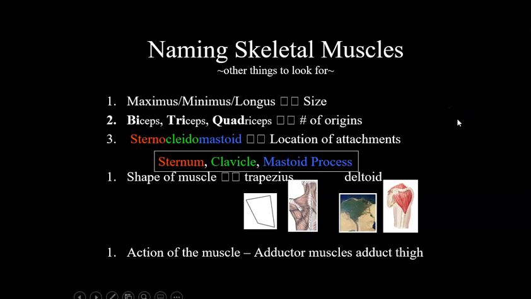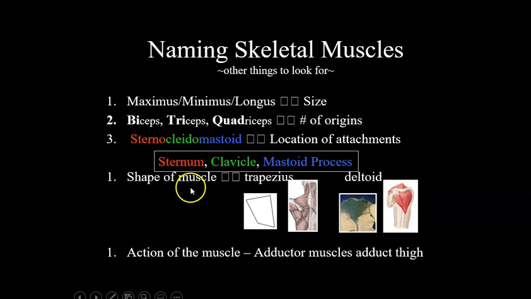Those are the number of anchoring points they have. We can get the location of attachments. So the sternocleidomastoid, which we'll talk about here in a second: sterno is sternum, cleido means clavicle, mastoid is the mastoid process. So you can kind of get an idea of where this muscle is located.